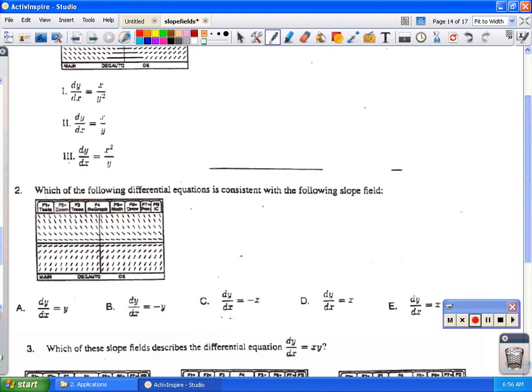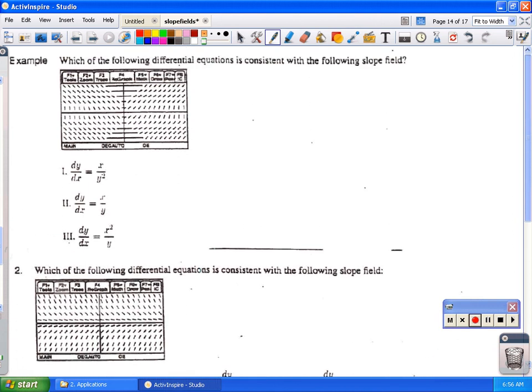Okay, I'll do one or two more and then I'm going to leave the rest for you, and then I'm going to ask you to come in and ask me questions if you're confused. Which of the following differential equations is consistent with the following slope field? So this time I have a graph and I have to pick out which derivative generated the graph. So these are the derivatives that generated this graph. I want to figure out which one it is.